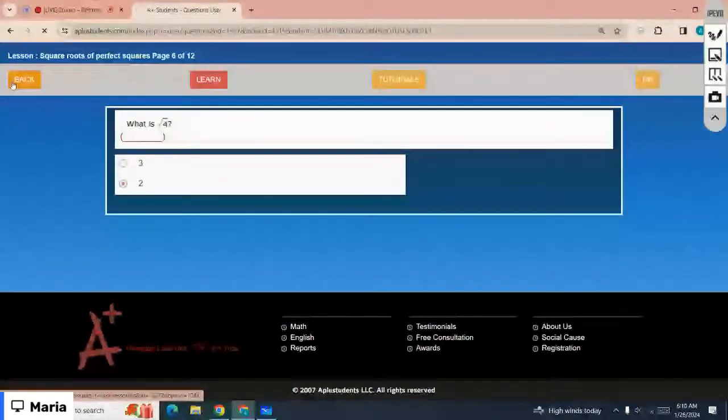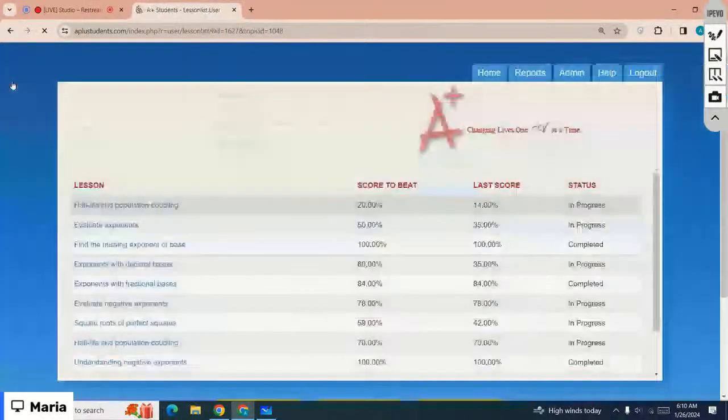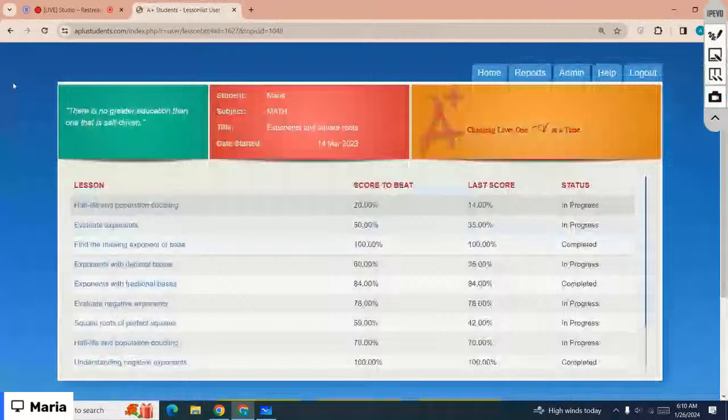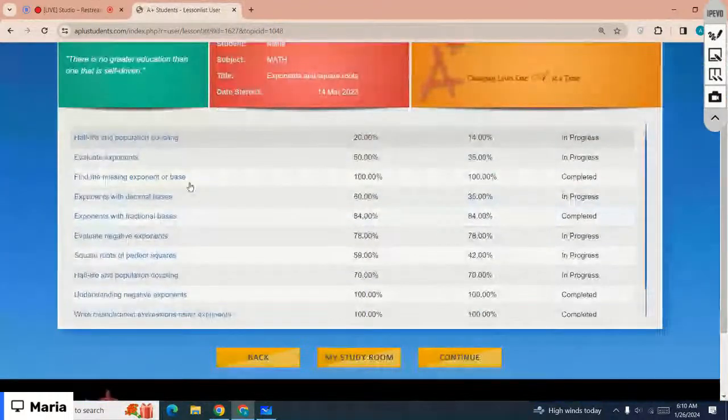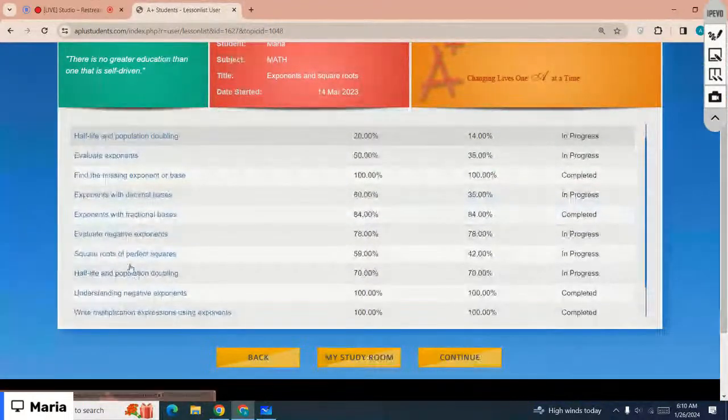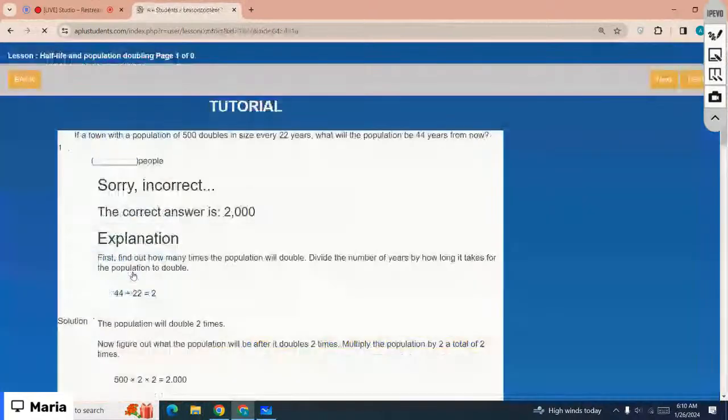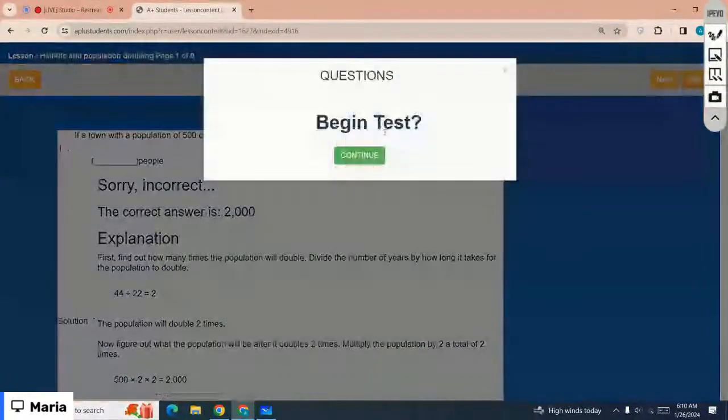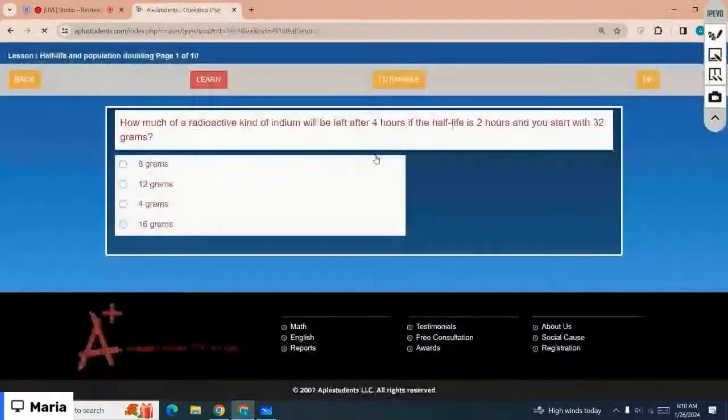Let me just move on to the next lesson, and the next lesson is half-life and population doubling. We have already covered this lesson in the last session. So let's do half-life and population doubling again. Let's start with the practice questions. Basically, you need to calculate the half-lives of the things here and the doubling of the things. Let's start with the test question.